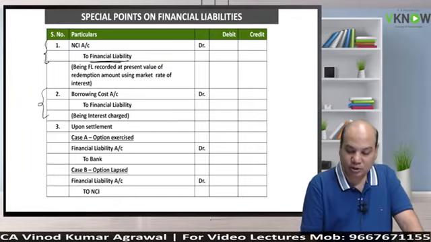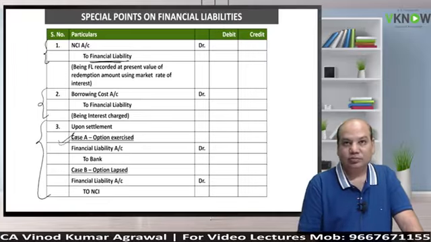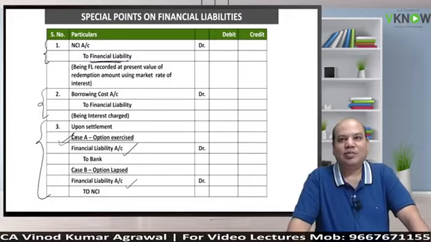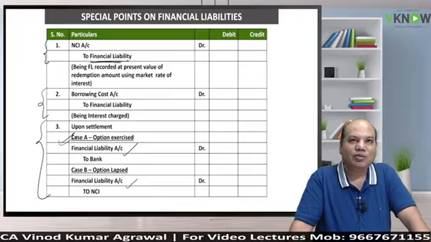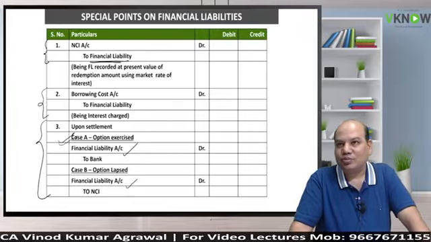So NCI debit to financial liability, and every year, like the previous problem, borrowing cost account debit to financial liability. On the maturity date, two possibilities are there. NCI wants to sell his share back to the parent company, so the parent company will pay him the amount: financial liability to bank. Or NCI does not want to sell his share. Market price would have gone up, the company would have started performing well, so he thinks let me keep the share with me only. So I will reverse the entry: financial liability to NCI.